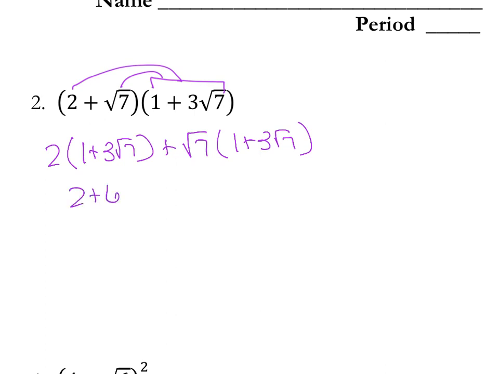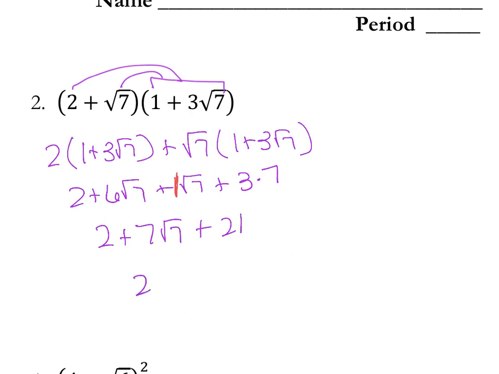So this is 2 plus 6 radical 7 for the first group. And in the second group we get radical 7 plus, that's going to be 3 times radical 7 is just 7. So we get 2 plus, just watch your math here, there really is an invisible 1 in front of this radical 7. So that's going to be 7 radical 7. And then 3 times 7 at the end changes to 21. So we get final answer 23 plus 7 radical 7. Alright, so I hope that helped whoever needed help with number 2.